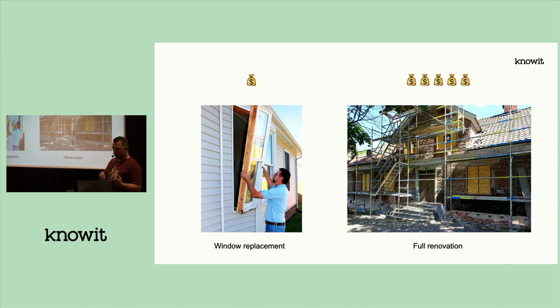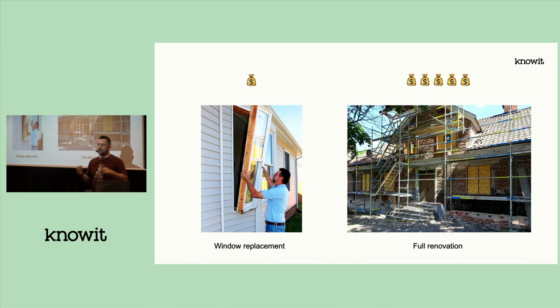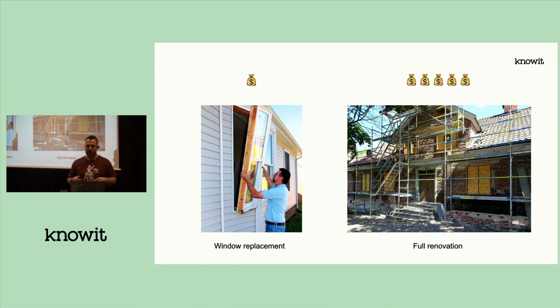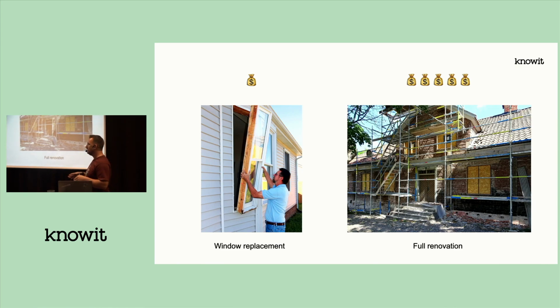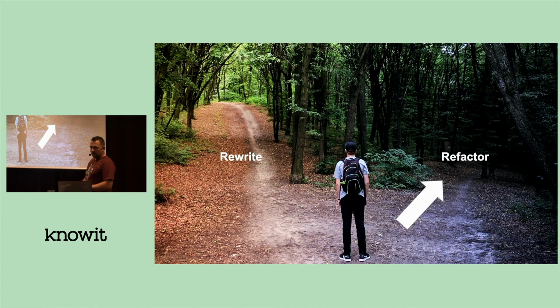So if you only replace the windows, it's quite easy to see the progress because you're only doing one thing, and it has a low risk of being more expensive compared to the full renovation. And if we go back to refactoring, low risk and showing progress is something that management people really like, right? So it's also easier to talk to management about this.